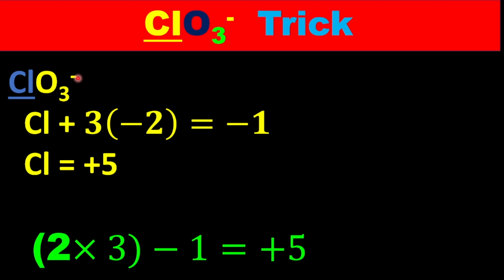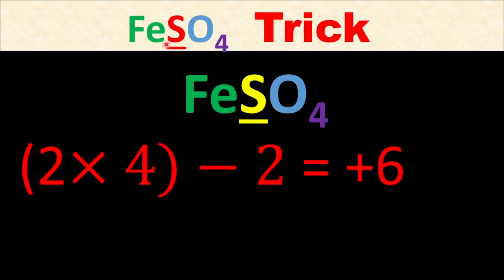Now let's look at the trick. As I said, ignore the charge of oxygen. So we go 2 here times 3, 6, minus 1. That is 5. That was quick. Yes, if you know this trick, you'll be fast. 2 times 3, 6, minus 1, and that is what? 5. So when you're asked to name a compound, there's no need going through this stress.